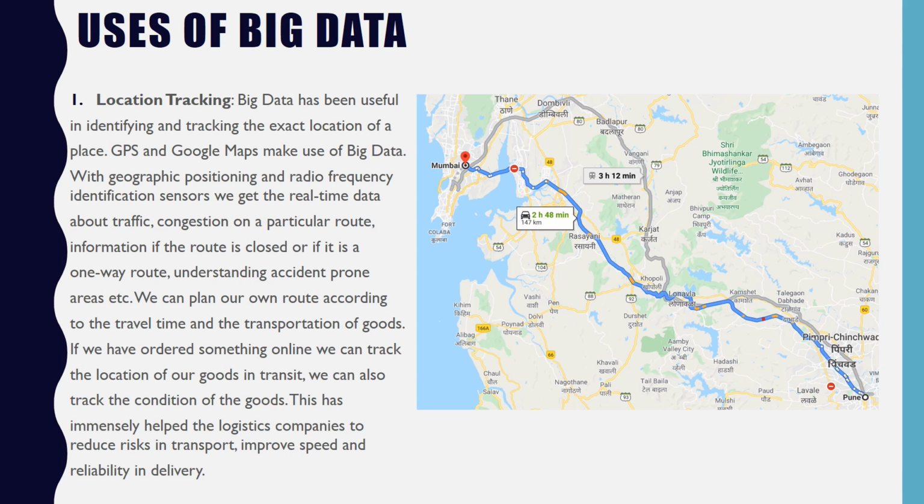For example, if I want to travel Pune to Mumbai, I will switch on GPS, then Google Map, and then put my destination. It will not only show time but also route with traffic alerts.